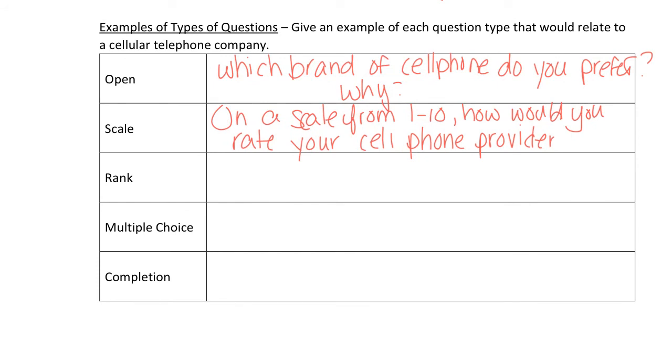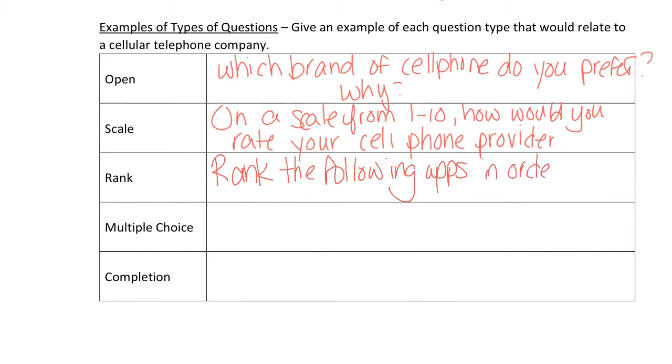So maybe we could do something like rank the following apps in order of frequency of use. So how often you use them. So frequency of use, someone might use their camera a whole lot and things related to school maybe less so. Or maybe the other way around. You never know. So then we have multiple choice questions, and we see multiple choice questions all the time in school. So let's do one related to the cell phone company.